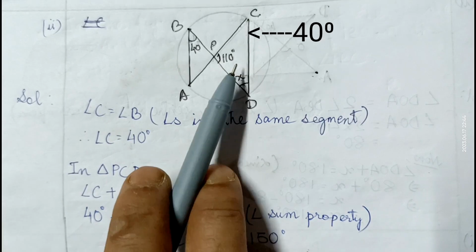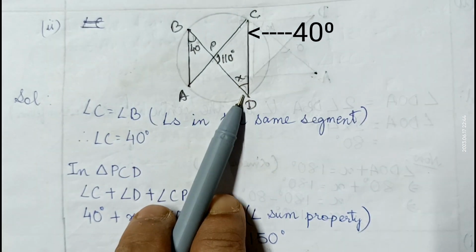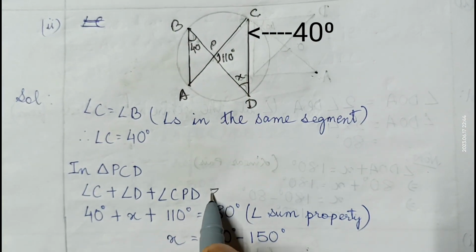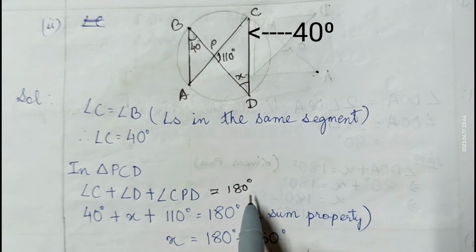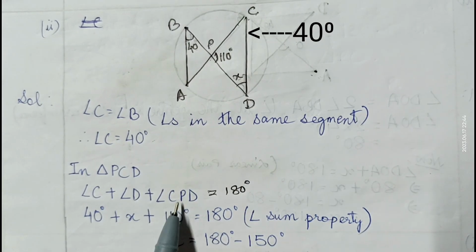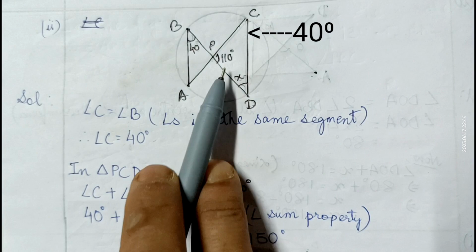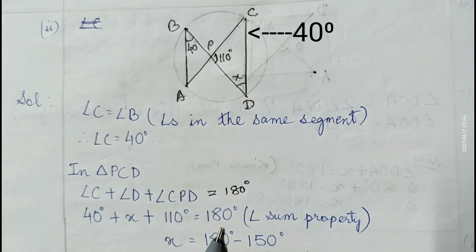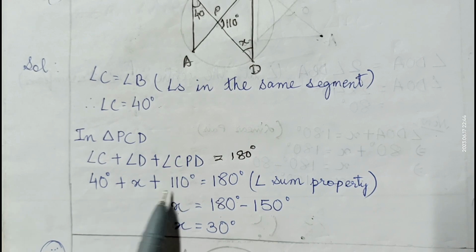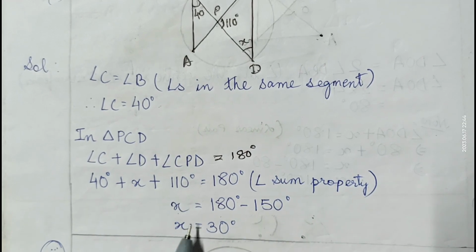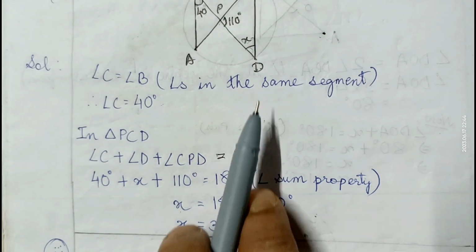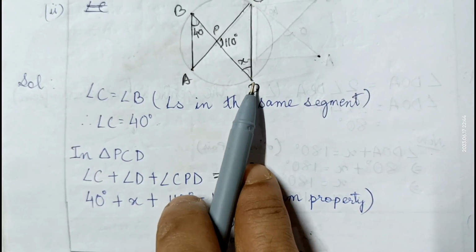Now in this triangle, angle C plus angle D plus angle CPD, sum of these three will be 180 degree by angle sum property. C already we got 40 degree. D is X and CPD is 110 equal to 180. So X equal to 180 and 40 plus 110, it will give 150 degrees. Therefore X equals to 180 minus 150, which will give 30. Therefore the required value of X is 30 degree.